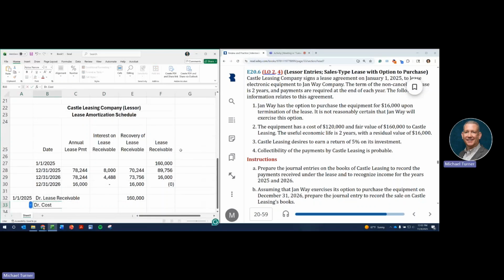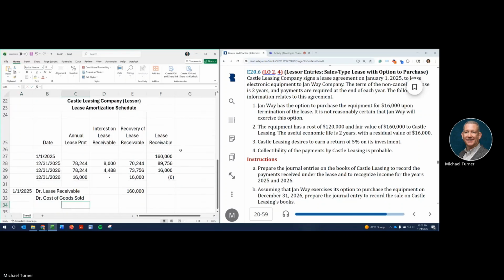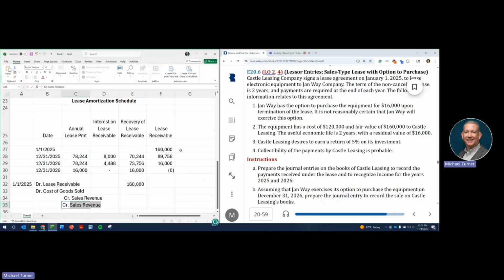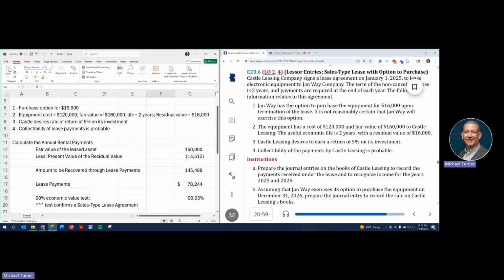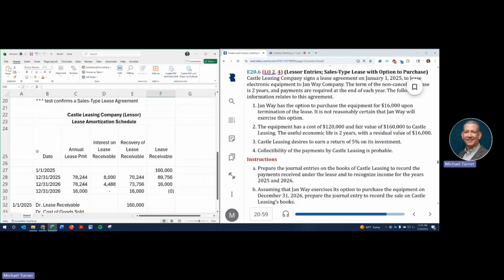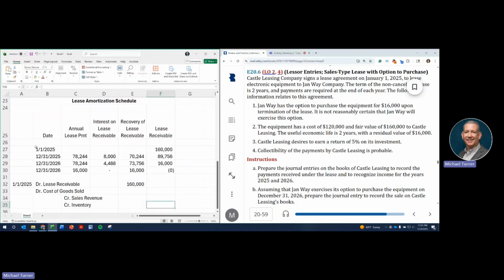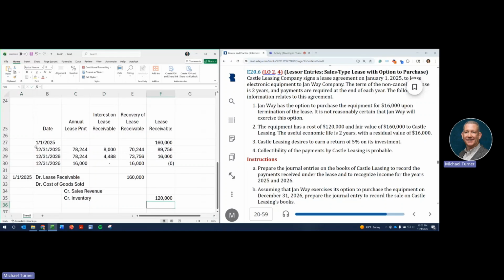We will then also debit the cost of goods sold. We'll have a credit to sales revenue and a credit to inventory. It said in the problem, in comment number 2, the equipment cost $120,000. Therefore, we, Castle, have this inventory, this asset on our books for $120,000 that we are entering into a sales type lease. So therefore, this is no longer equipment that we're available to sell. So we will credit inventory by $120,000.